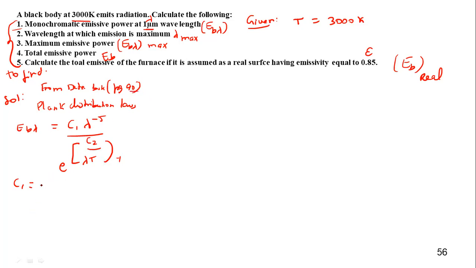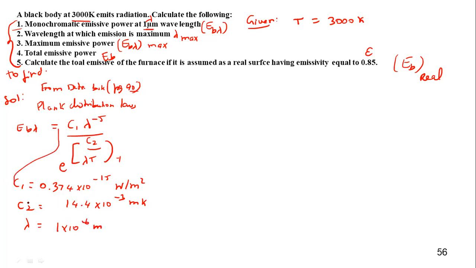The C1 value is 0.374 into 10 power minus 15 watt per meter square, and the C2 value is also given, that is 14.4 into 10 power minus 3 meter Kelvin. Okay. So next we find the T value, which is 3000 Kelvin, and then the wavelength is needed. So the lambda is 1 micrometer, that's mentioned as 1 into 10 power minus 6 meter. So we put the values of C1, C2, lambda and T, which is 3000 Kelvin, as given.